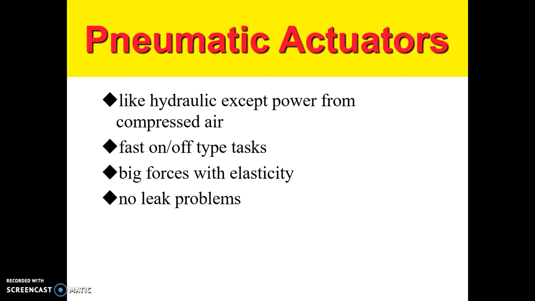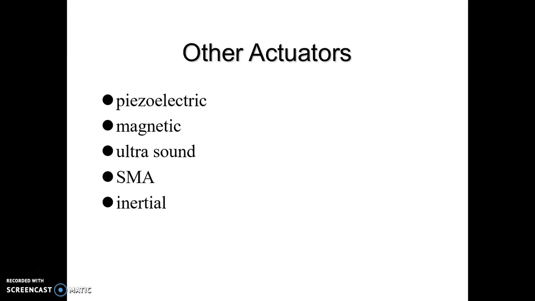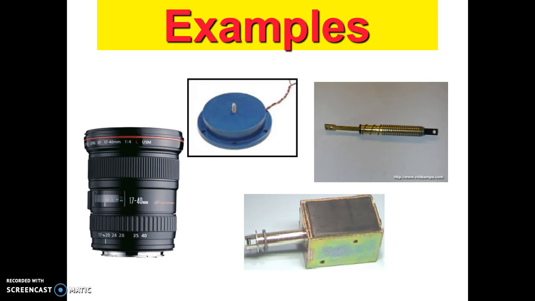Pneumatic actuators are like hydraulic except the power comes from compressed air. In hydraulic actuators we give power with a fluid, and here it is compressed air. Fast on-off type tasks, big force with elasticity, no leak problem. Other actuators are piezoelectric, magnetic, ultrasound, SMA and inertial. These are some examples of the actuators.